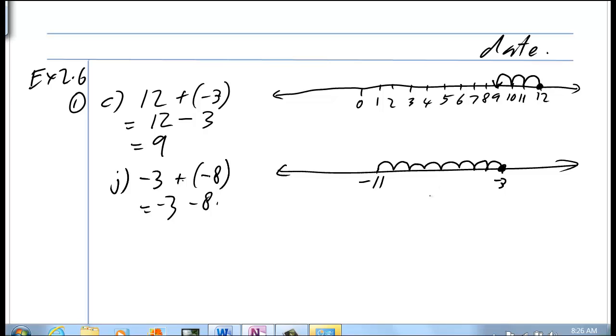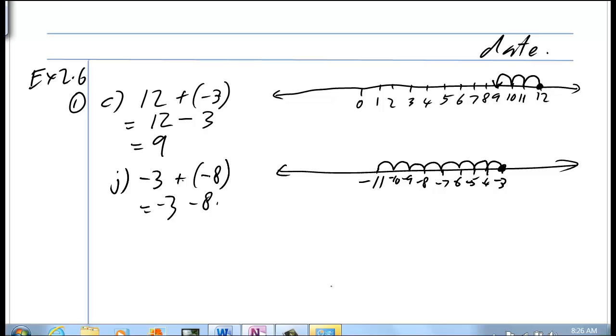negative 11. Now if you're not sure, you can actually put all the little marks here for all the numbers on the number line. Some people don't need to do that. These are all negatives. Okay. Let's do one more.